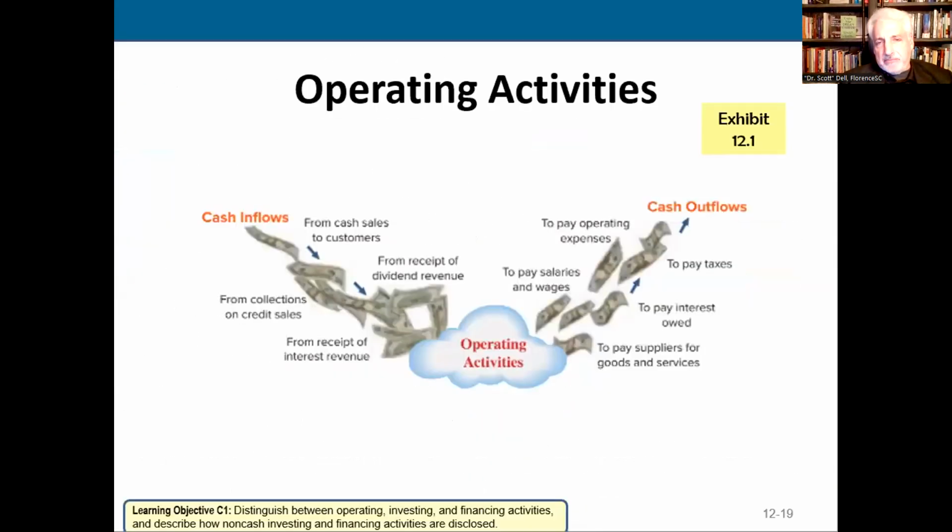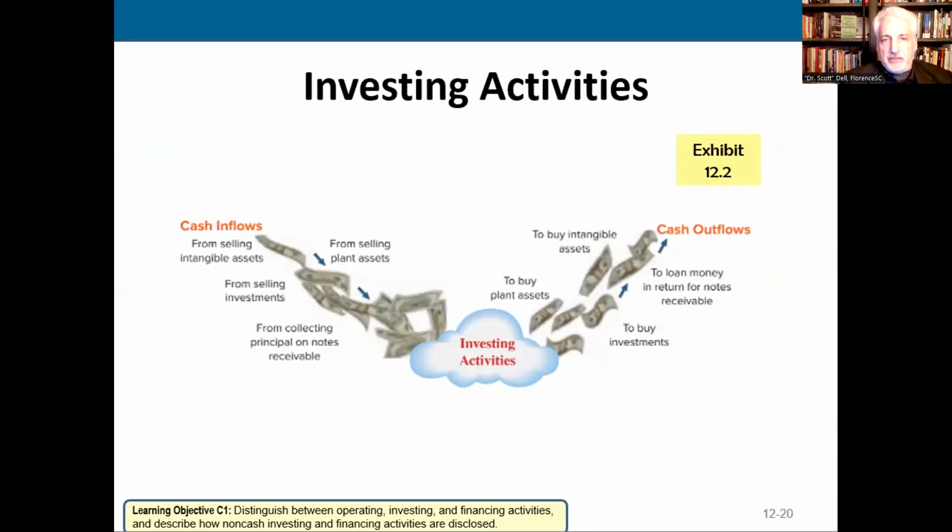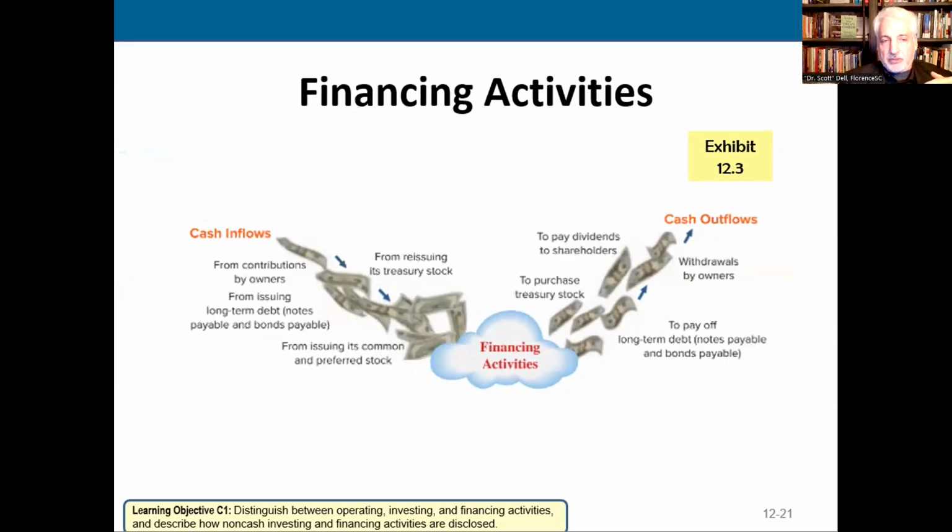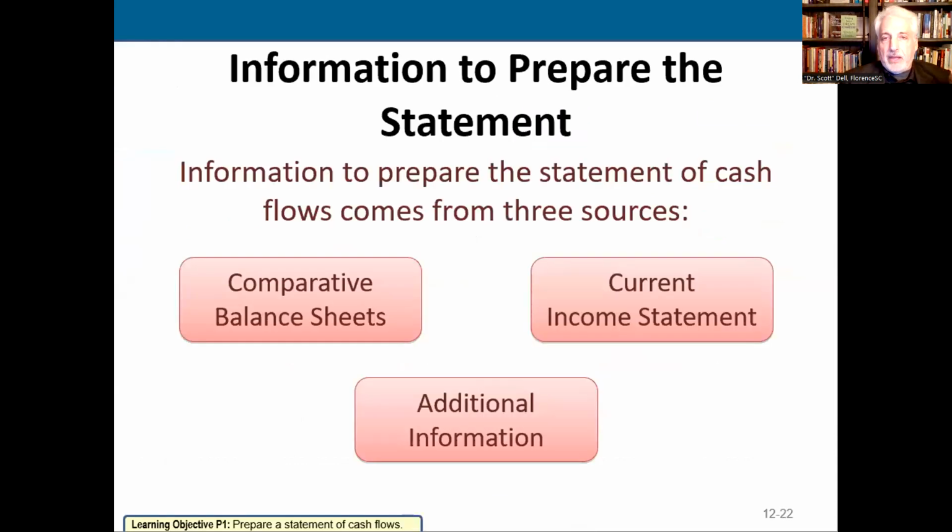And operating, we've talked about operating. We buy stuff, we sell stuff, our mainstream business, current assets, current liabilities. We talk about investing, and we, again, buy equipment, invest in other companies, or sell equipment and sell off our investments. And finally, financing. Financing comes out of issuing debt or issuing equity, issuing stock.